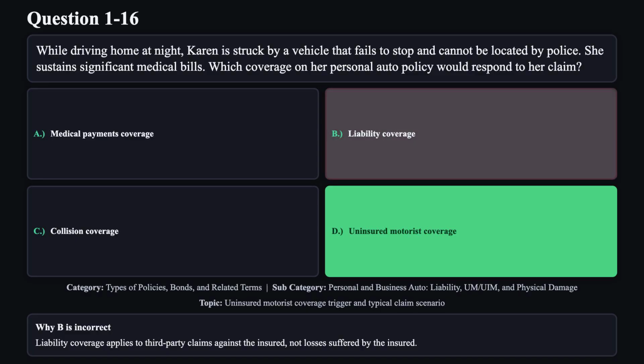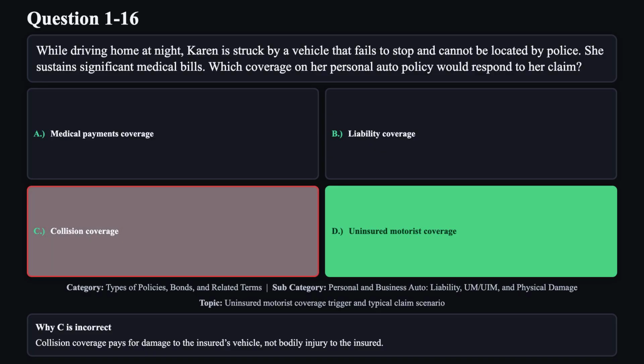Reason B is not correct. Liability coverage applies to third-party claims against the insured, not losses suffered by the insured. Reason C is not correct. Collision coverage pays for damage to the insured's vehicle, not bodily injury to the insured.